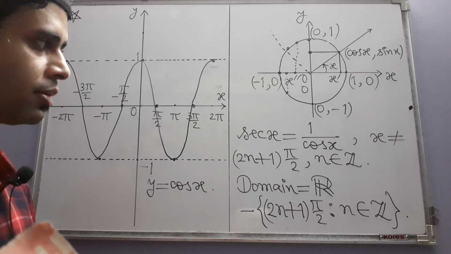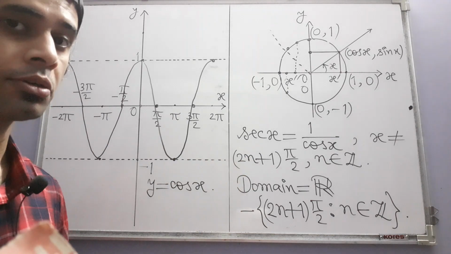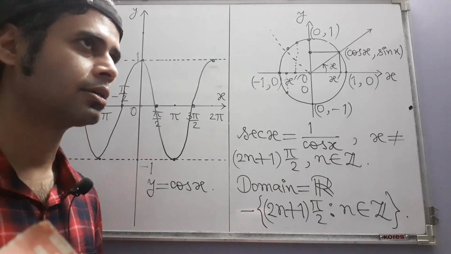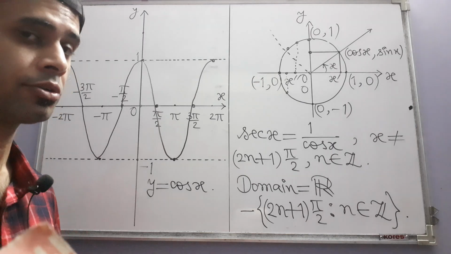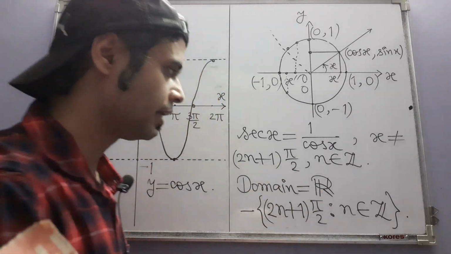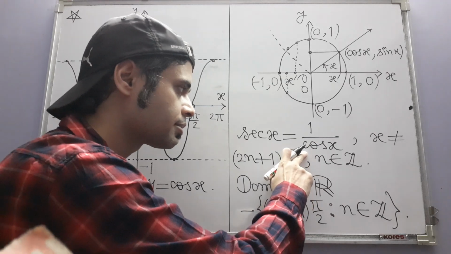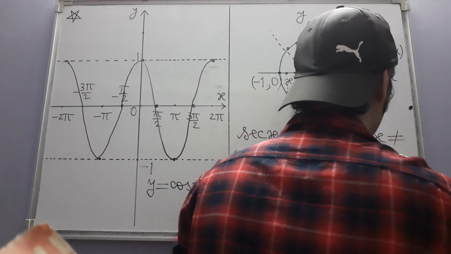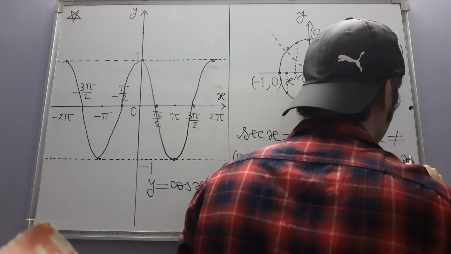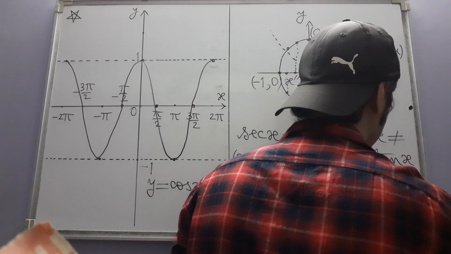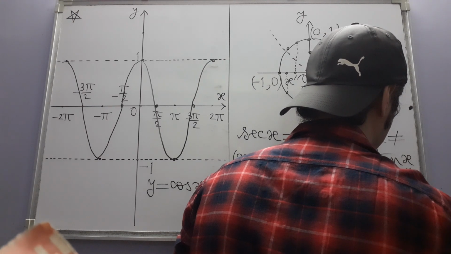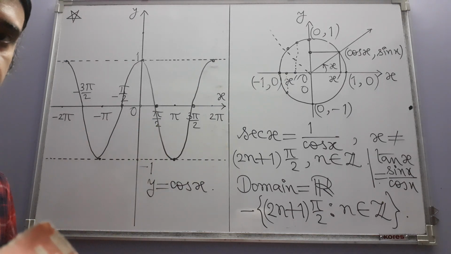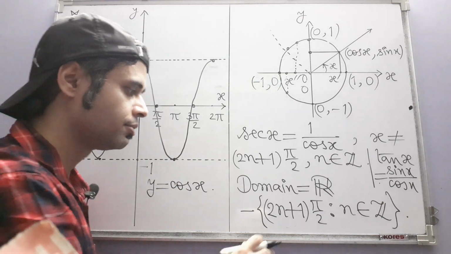And actually, not just secant x, but tan x also involves cosine in the denominator. Sorry, what am I saying? No, sorry, not cot x. I said the exact opposite thing. Something is happening to me. I am saying things that I don't want to say. Instead of saying, let me just write. Tan x has cosine in the denominator. So for tan x also, this is the domain.